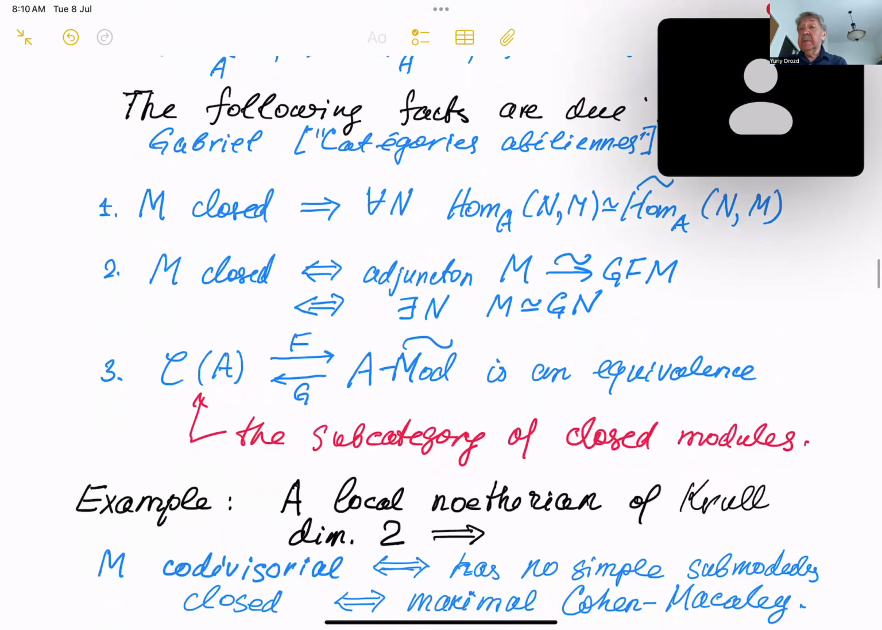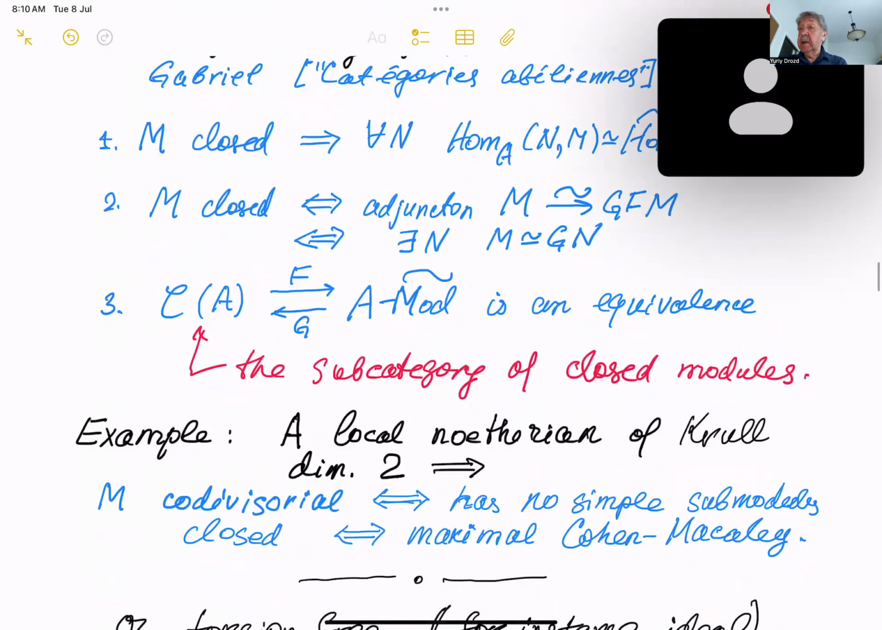An important example: if A is local Noetherian of Krull dimension 2, then M is codivisorial if it has no simple submodels, and it is closed if and only if it is a maximal Cohen-Macaulay model.